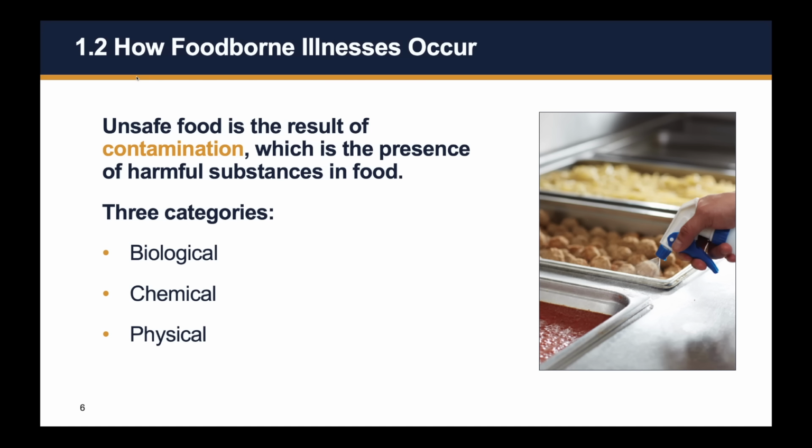Let's see. I need you to get all three of these down. So there are three ways food becomes contaminated: biological, chemical, physical. Biological, bacteria, parasites, viruses. Chemical, your cleaning supplies. Physical, artificial fingernails, Band-Aids, glass, metal shards, all those things. Those are all examples of the three categories.